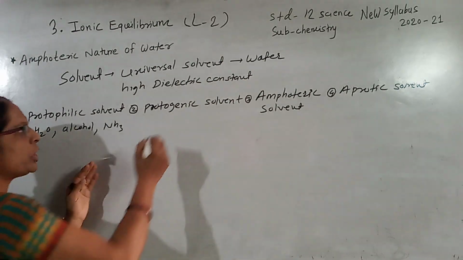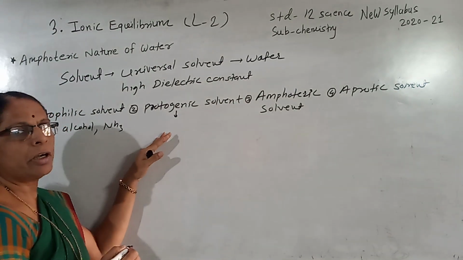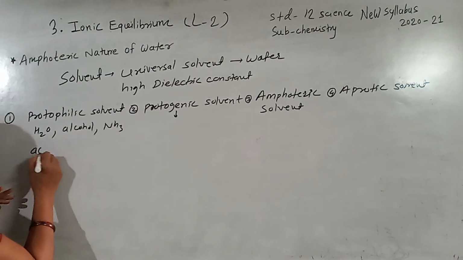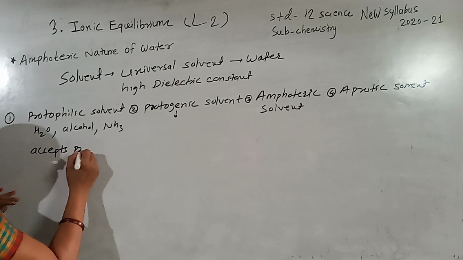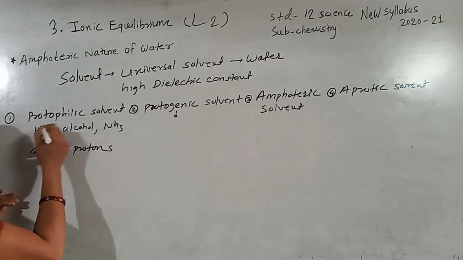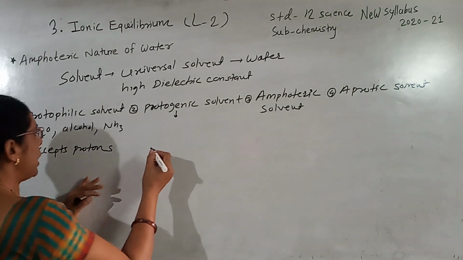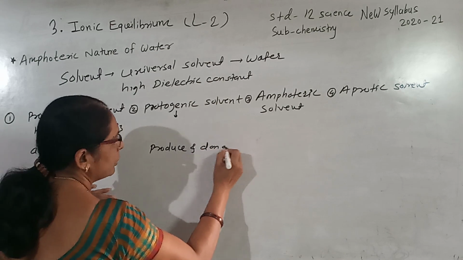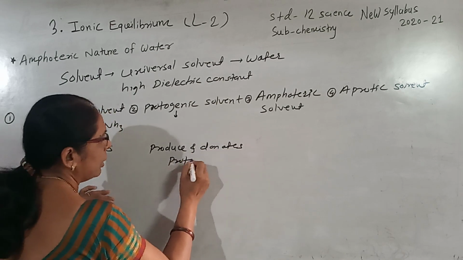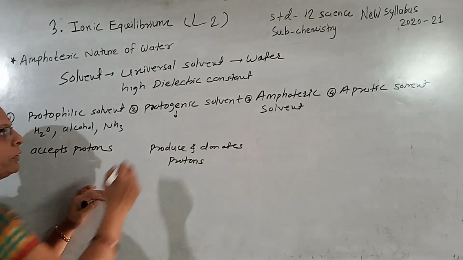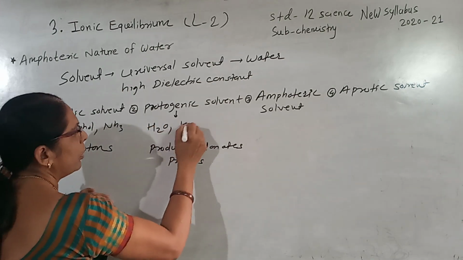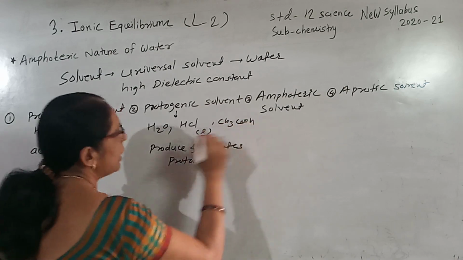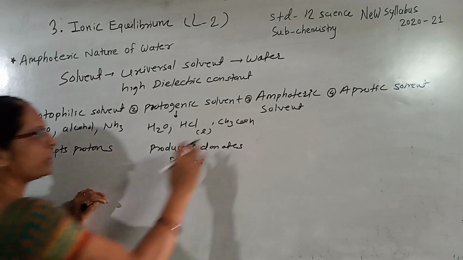Protogenic, genic means produce. These solvents have a tendency to produce protons, hence they can donate. Those solvents that accept protons are called protophilic solvents. Those that produce and donate protons are called protogenic solvents. Examples are water, liquid HCl or acetic acid. These are the protogenic solvents.